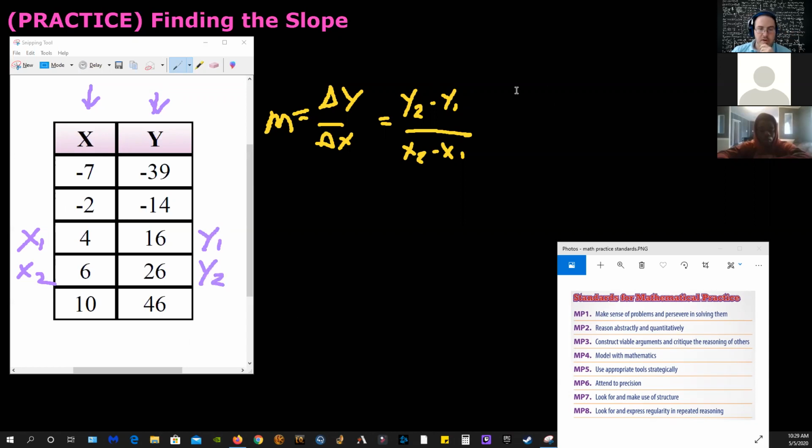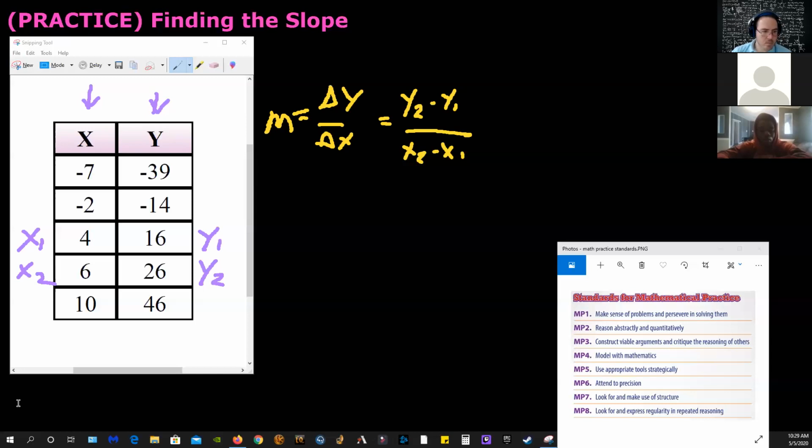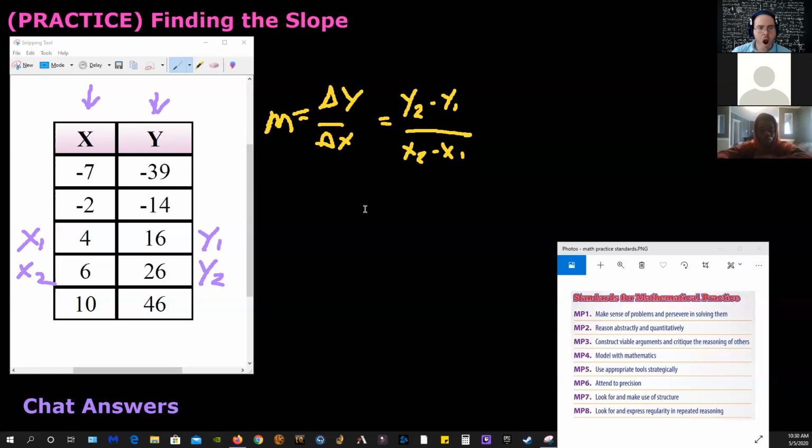Oh, you guys are faster than I am today. Hang on. So I've already got people saying that the slope is 5. I haven't worked it out yet. So let's see if I can prove you right or wrong.